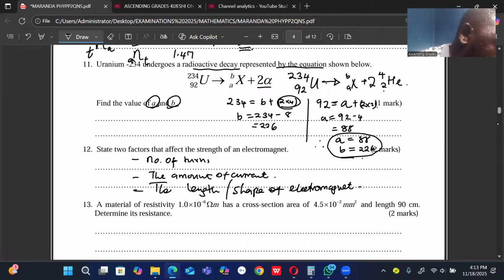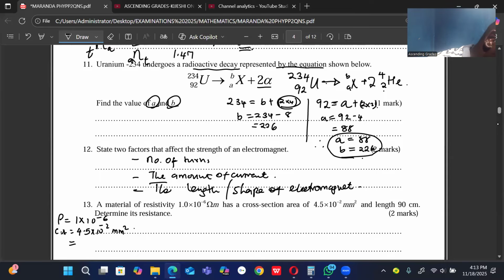We have our last question. A material of resistivity of 1.0 times 10 raised to power negative 6 ohm meter has a cross-sectional area of 4.5 times 10 raised to power negative 2 millimeters squared and length of 90 centimeters. Determine its resistance. So, you analyze the question. The resistivity is 1.0 times 10 raised to power negative 6. Our cross-sectional area is 4.5 times 10 raised to power negative 2 millimeters squared.